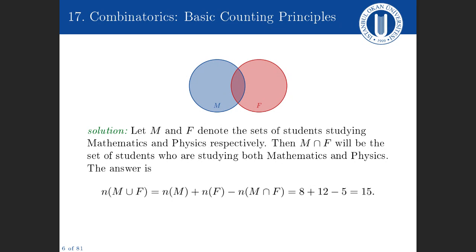So to answer this question, we're going to count the number of students doing maths, plus the number of students who are studying physics. And then we'll subtract the number of students that we've been counting two times. If you remember the numbers from the question, those are 8, 12, and 5. So in total, there are 15 students who are studying either maths or physics.